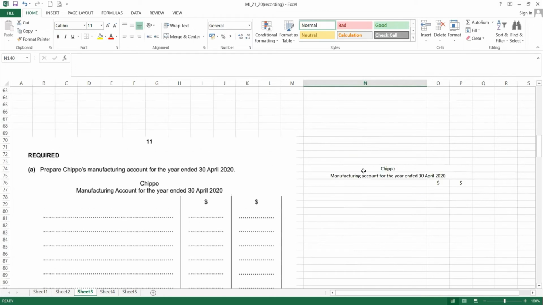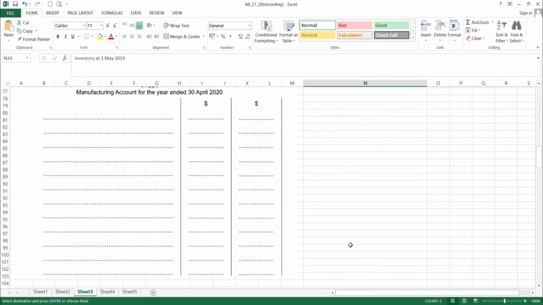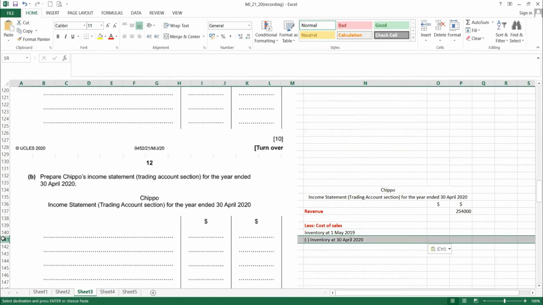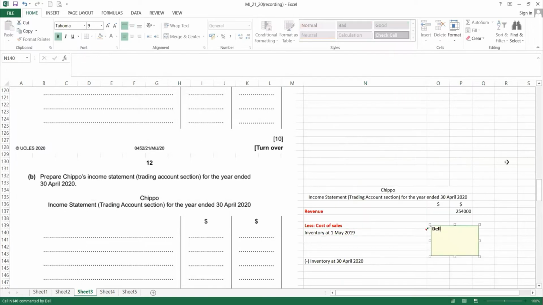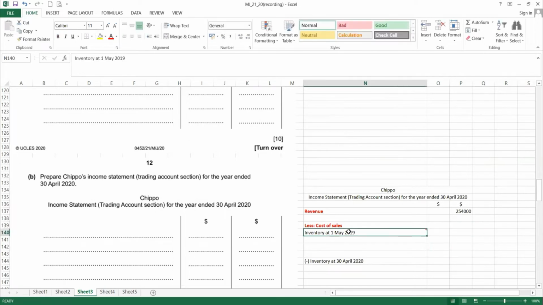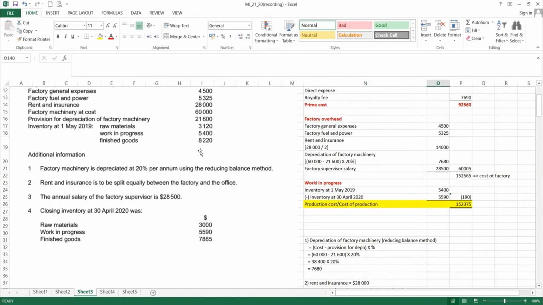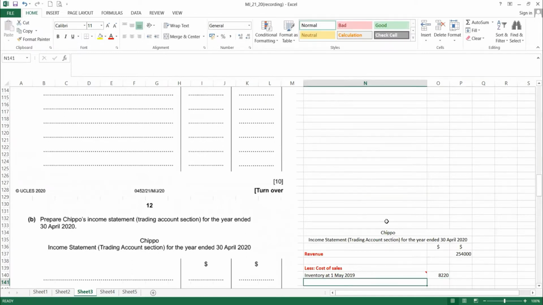Cost of sales, be careful, manufacturing account. Start with the opening inventory. Okay, let me take this amount. This inventory refers to the finished goods. It's not raw material, it's not work in progress, it's a finished good. So what is our finished good opening inventory? This one, 8220.